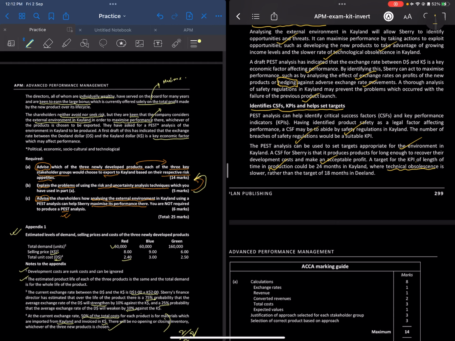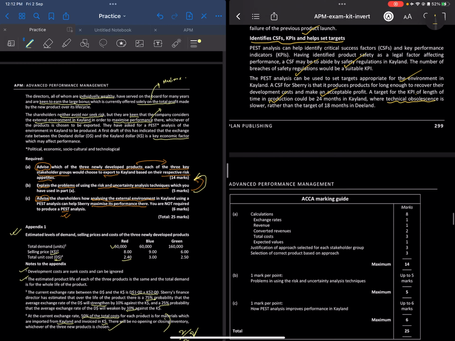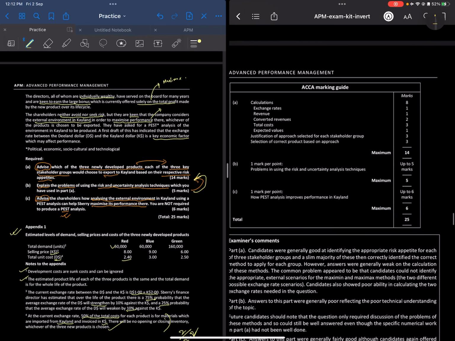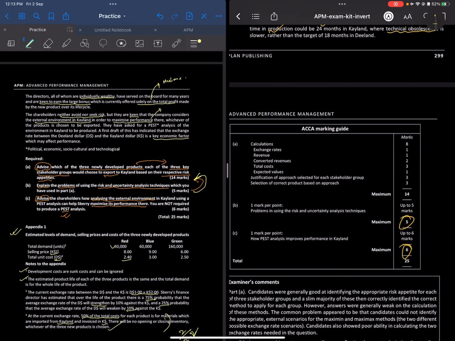So it will help us to make all these CSFs and KPIs, and it will help us to identify any opportunities and threats that are there. So that's giving us 6 marks. Very good point, right? Very good point. Even me, I would have missed it, that's for sure. So 14 marks, so much for calculations.